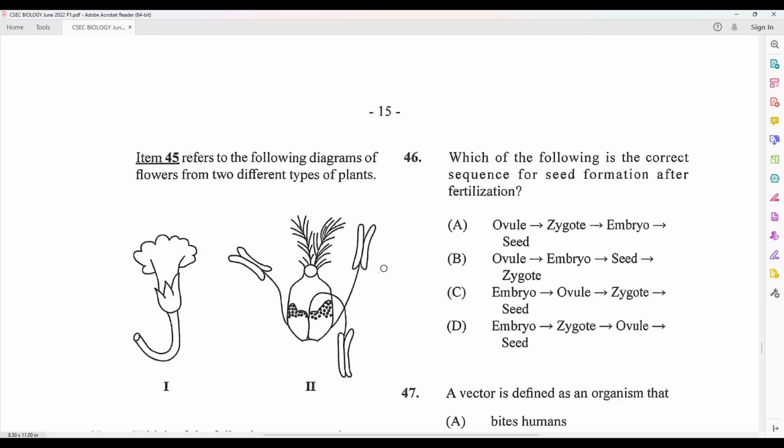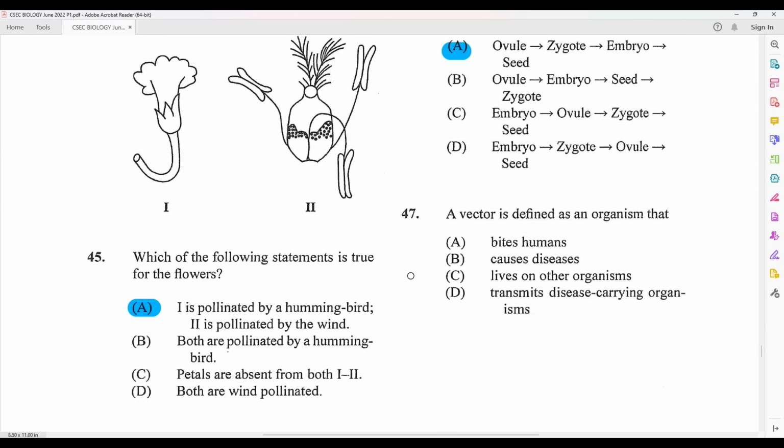46. Which of the following is the correct sequence for seed formation after fertilization? So fertilization happening means we are starting off with an ovule and we need to form a seed at the end. So that makes 46 A.